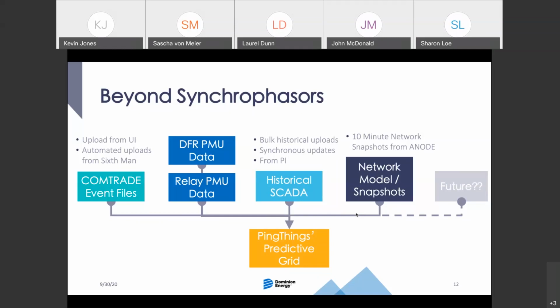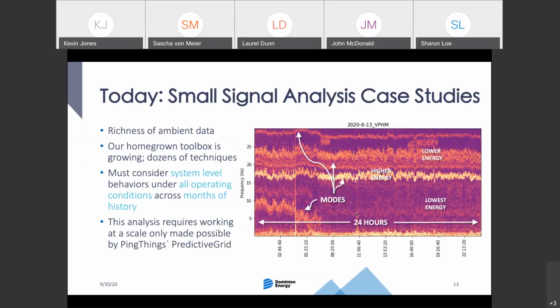And certainly there are some things that we can hope for in the future as well. But today, with the remaining time that I've got, I want to talk about one particular type of analysis, because it's going to be useful for understanding the variety of case studies that I'm going to share with you. And so this is basically our small signal analysis toolbox.